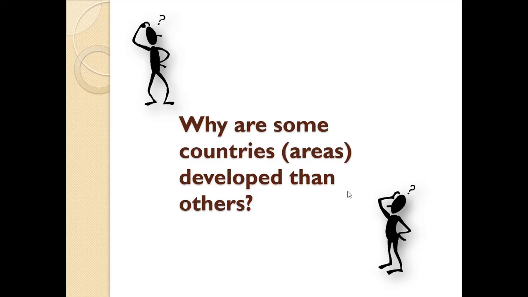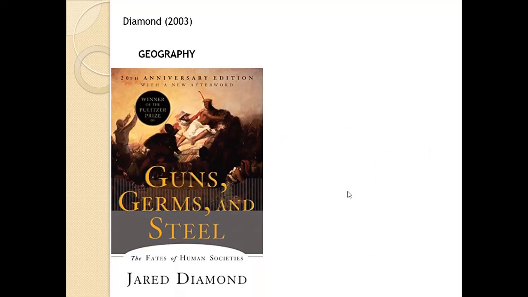So again, why are some countries or areas more developed than others? Big question, eh? Let that sink in your brains. Think about it. Diamond 2003 looks at guns, the history of why European countries, or the US and so on, and Russia and China, Japan are more developed than those that are in the tropics, African countries and so on.